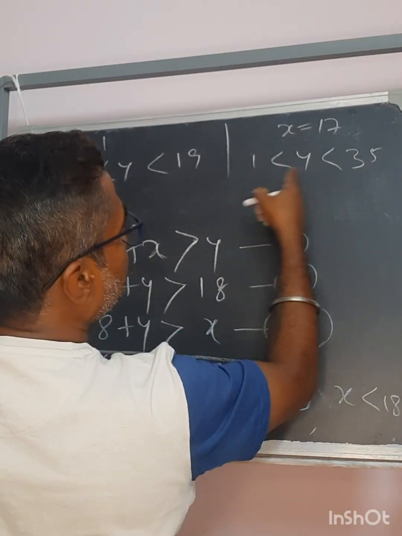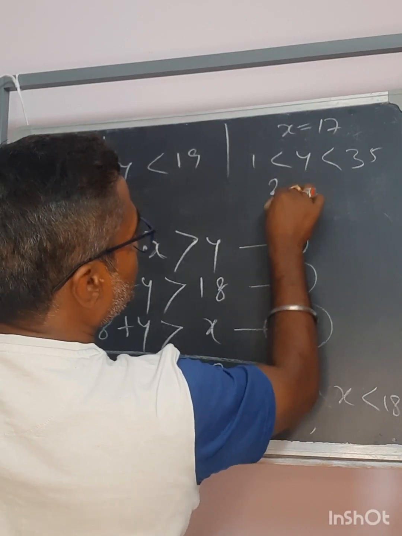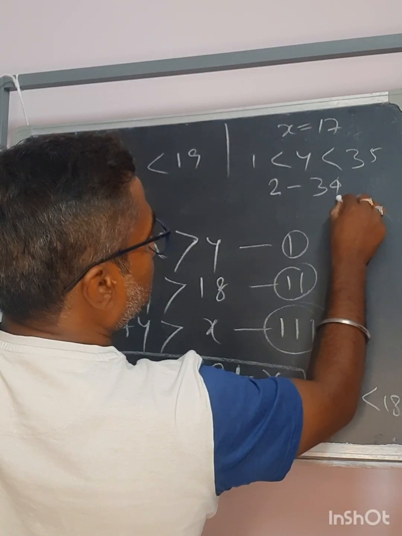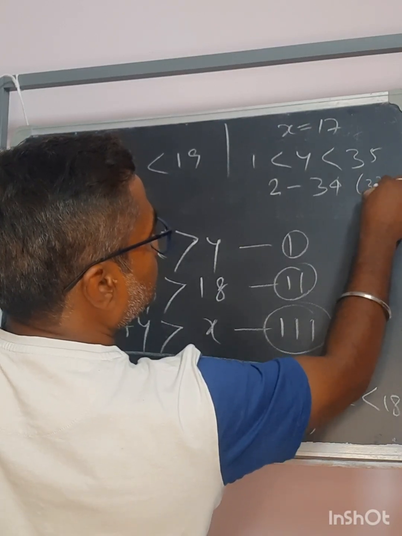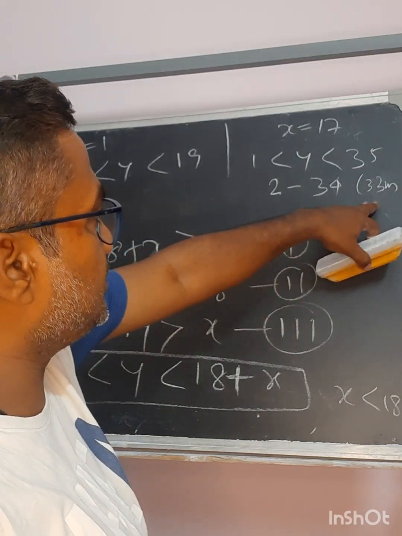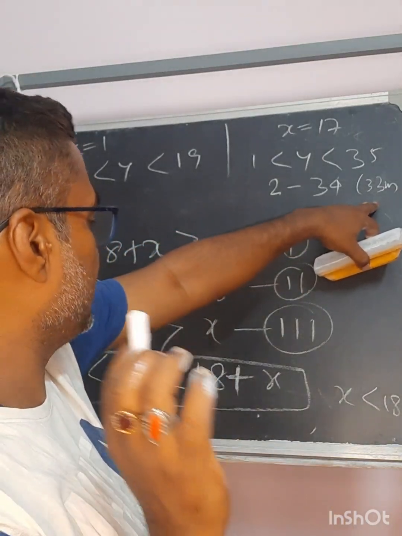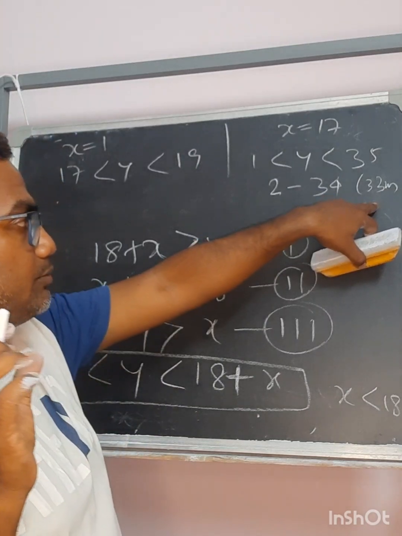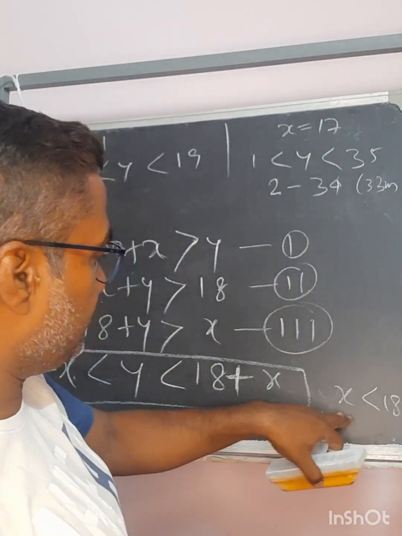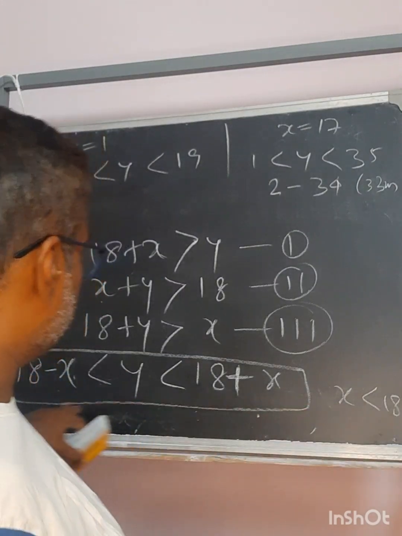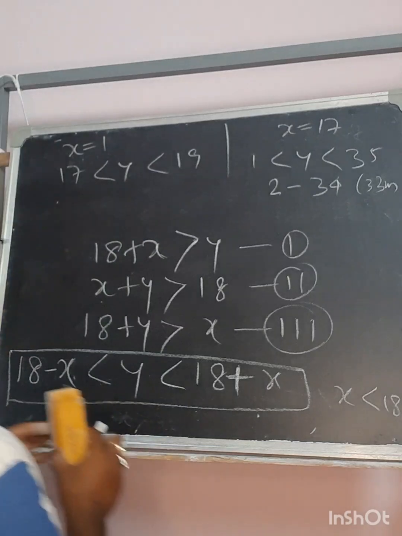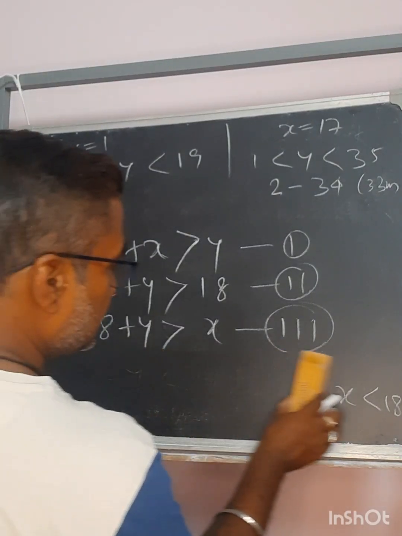So the values of y would be 2 to 34. So this will give you 32 plus 1, 33 numbers of solutions exactly. So this also doesn't satisfy the condition, because I have to get exactly 35 numbers of solutions for y. So for any value of x less than 18, it doesn't satisfy getting exactly 35 values of y. So I nullify this first condition.